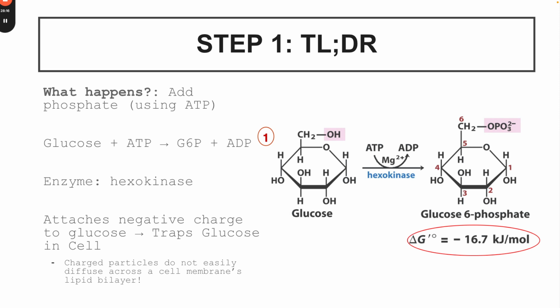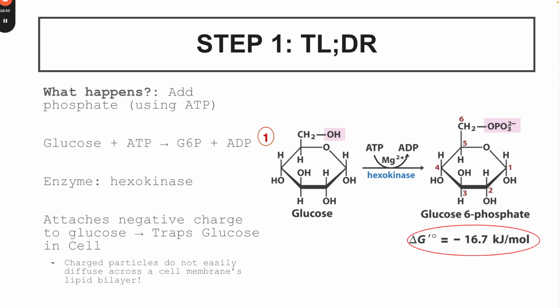It attaches a negative charge to glucose. As we can see here, there's a very negatively charged phosphate, and that traps glucose in the cell because charged particles do not easily diffuse across the cell membrane, which is a lipid bilayer. So that's important to note. This first step phosphorylates our glucose and traps it in the cell. As we can see, it's extremely exergonic because we have a very negative delta G. And this is known as the first priming reaction because this is the first reaction using ATP.